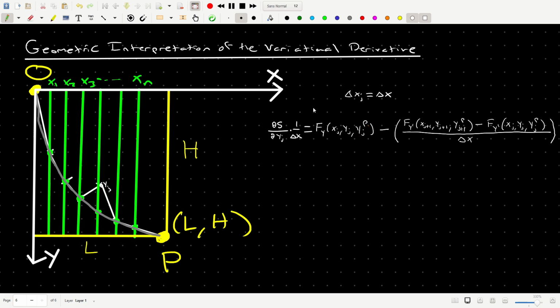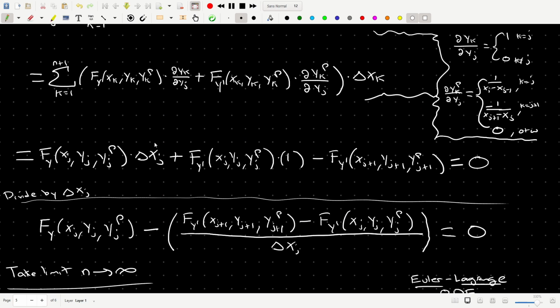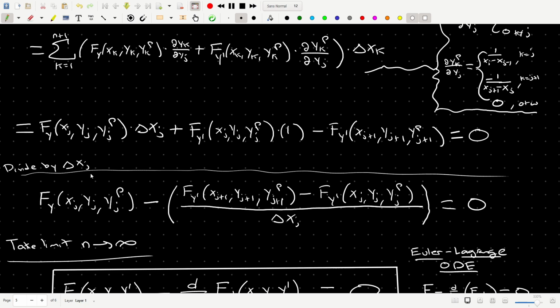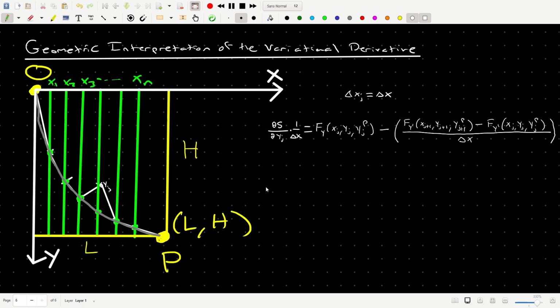The expression on the left of this equation right here was obtained by taking the partial derivative of the sum, the approximation to the integral, with respect to yj, and then dividing that expression by delta xj. So we took this derivative, set it equal to 0, and then divided by delta xj to arrive at this expression right here.